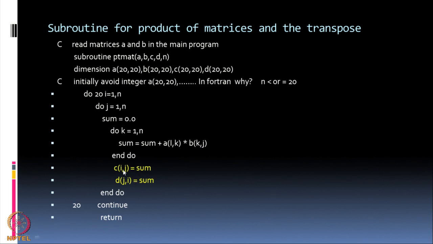Now, in addition to the product of the matrices, I also want the transpose. So, what is the transpose? If ij is the element here, ji is the transpose. So, Cij is the main matrix, Dji is equal to Cij. So, your D is the transpose of C. This particular program calculates for you the product of the matrices as well as the transpose, and it returns both these things. Once you call this program and you get the control back to the main program, you have calculated the product as well as the transpose.